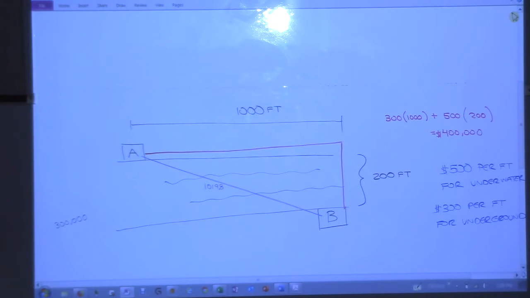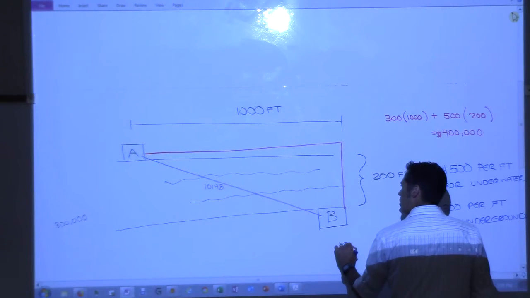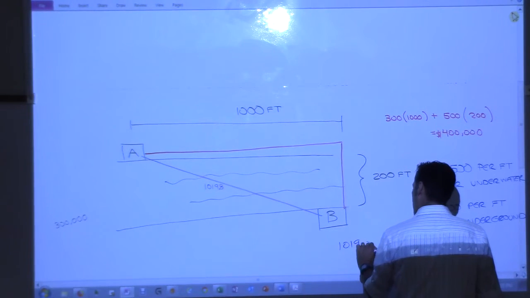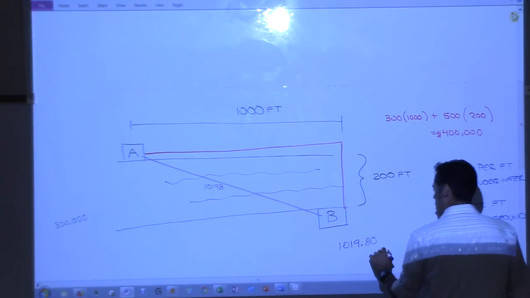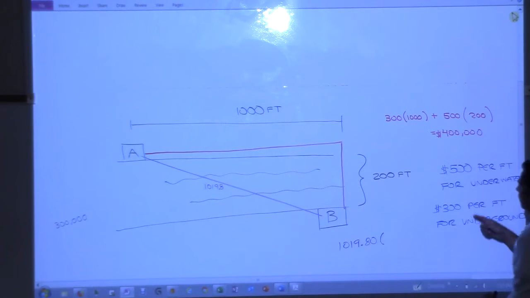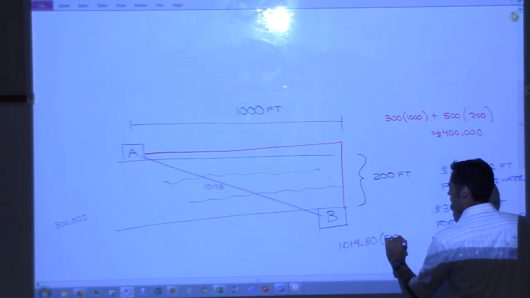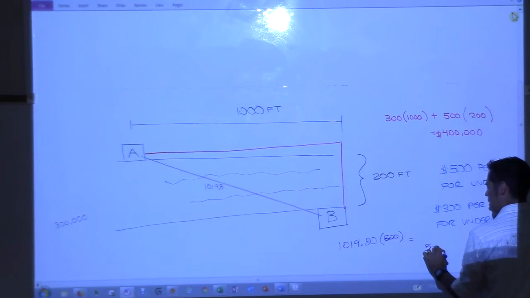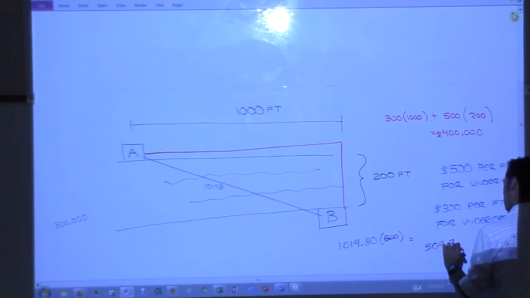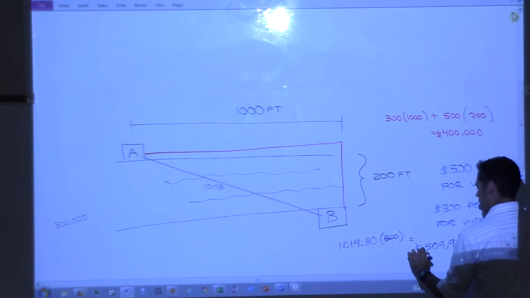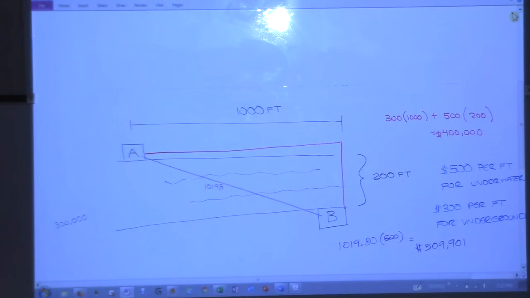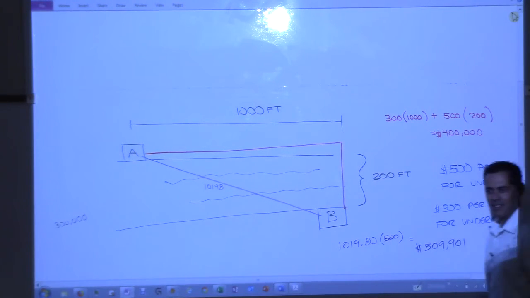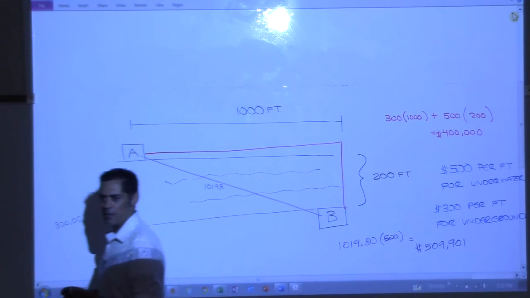So what would that cost? That'd be 1,019.8, but it's all underwater. So how much would that be? 500. So what's your cost? 509,901. They don't get the bid. They don't get the contract, right?